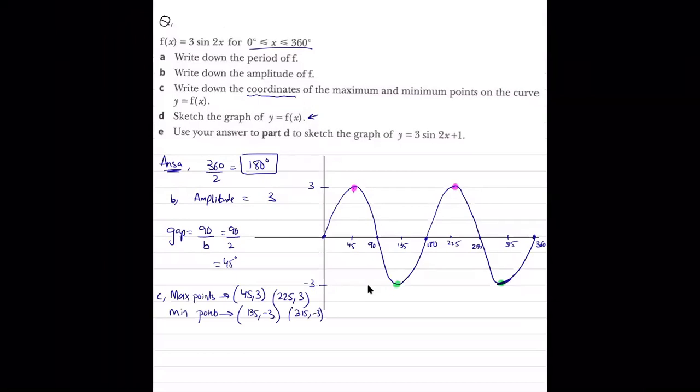Okay, now the last part says use your answer to part D to sketch the graph of y equals 3 sine 2x plus 1. So what is the change in the graph? The axis of rotation is now going to be at 1. So the transformation is just a vertical transformation. Every point is going to shift upward by 1 unit. So the point at 3 is going to shift up to 4. The point at 0 is going to shift up to 1. The point at -3 is going to shift up to -2.